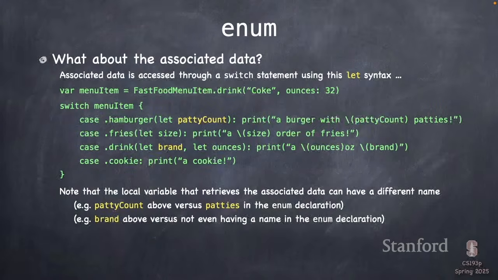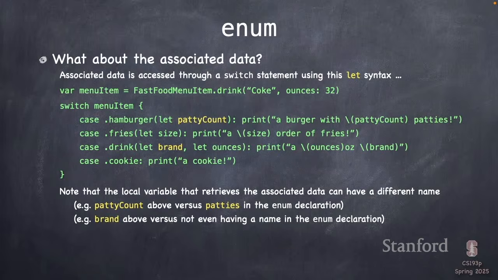Remember, that was just a string in my original enum. I didn't give it a name. I didn't call it brand. But here I'm saying let brand. I want it to be called brand. These words here, even patty count is different than the patties I had in the other. Here you're just picking the variable you want to use there, and it's going to pull that associated data out.